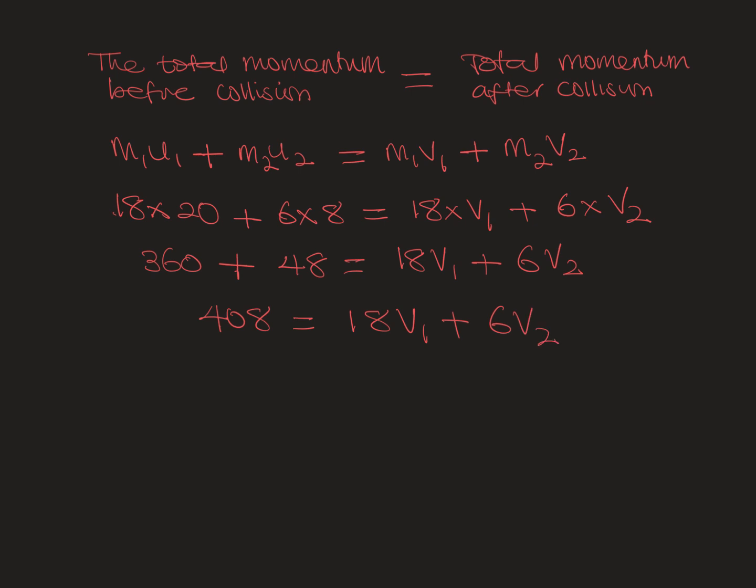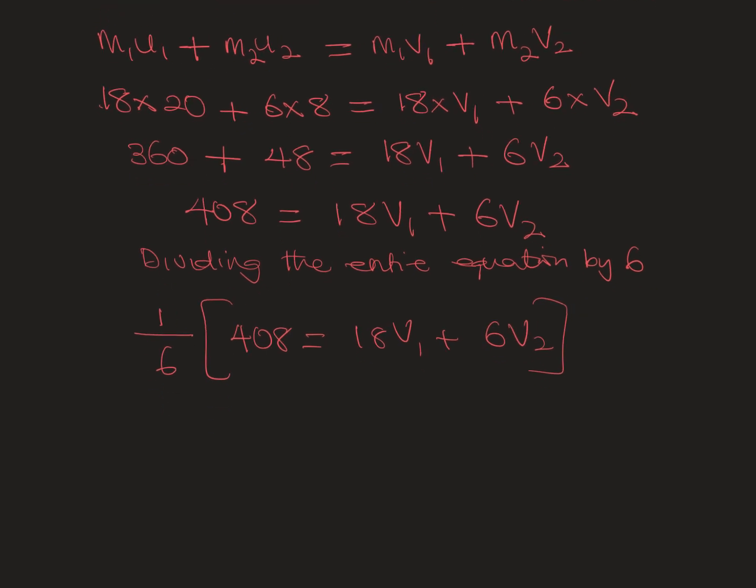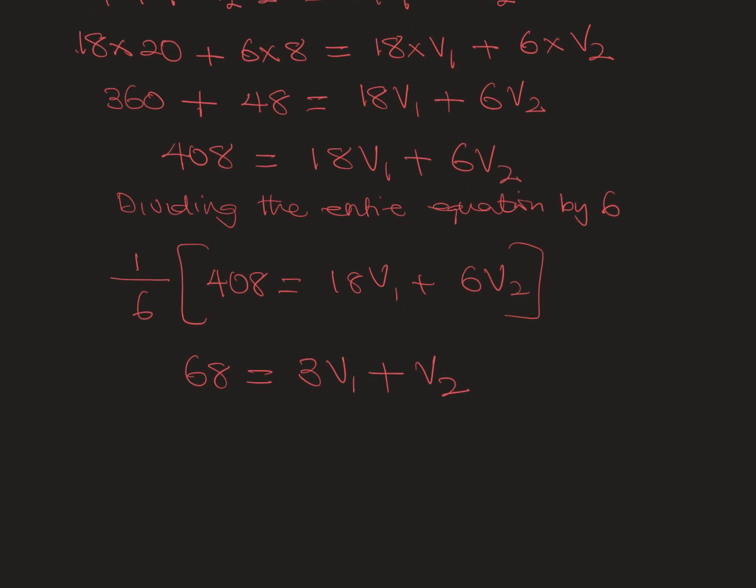Now we can simplify this by dividing the entire equation by 6, because all these numbers can be divided by 6. So that will be 1 over 6 into 408 is equal to 18 V1 plus 6 V2. I'm doing this so that I can just have small numbers. Okay, so 408 divided by 6 will be 68. 18 divided by 6 will be 3 V1, plus 6 divided by 6 will be 1, so that will be just V2. I can say V2 is equal to 68 minus 3 V1, and this can serve as equation 1.